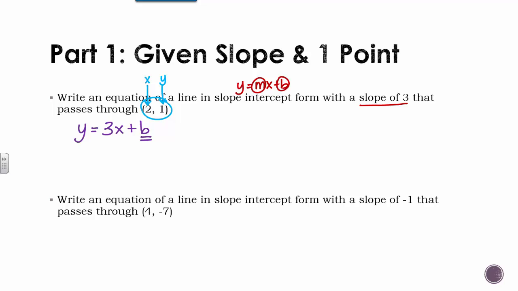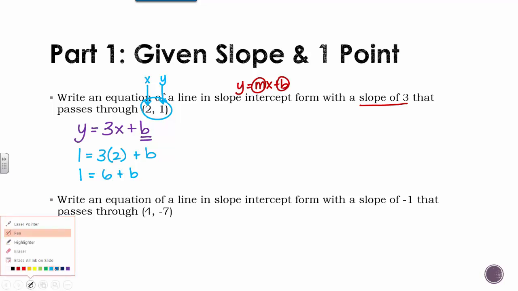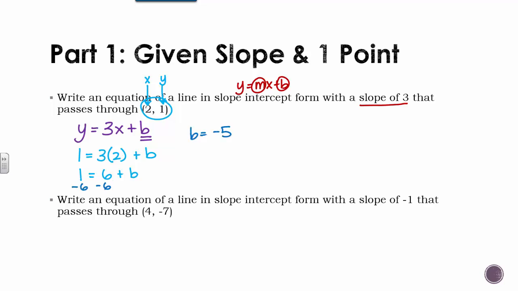And what we're going to do is plug these values in for x and y. So I'm going to plug in y as 1, I'm going to plug in x as 2, and we're going to algebraically find b. If you simplify this, you get this equation right here. You need b to make this equation work because this point is on that line. So all I have to do is subtract 6 from both sides, and I get that b equals -5.